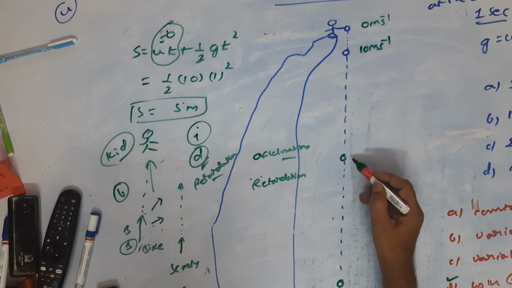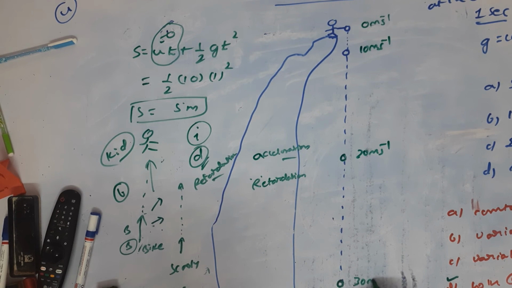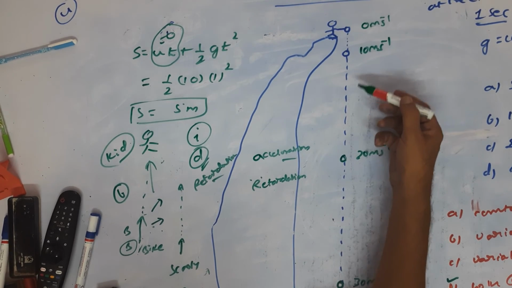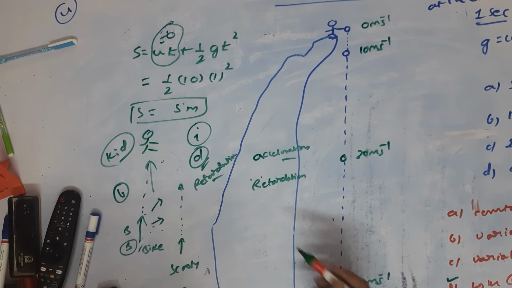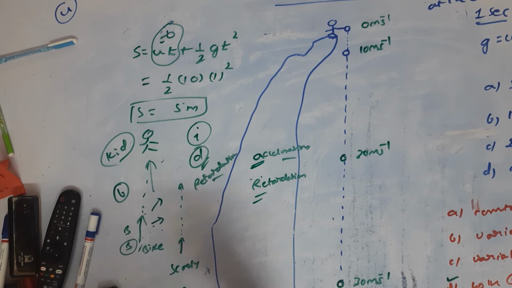So at time t equal to 3 seconds, it is 20 meter per second, and this is 30 meter per second. Therefore the velocity goes on increasing. And now can you tell me, since velocity is increasing, whether it is acceleration or retardation? Type the first letter.